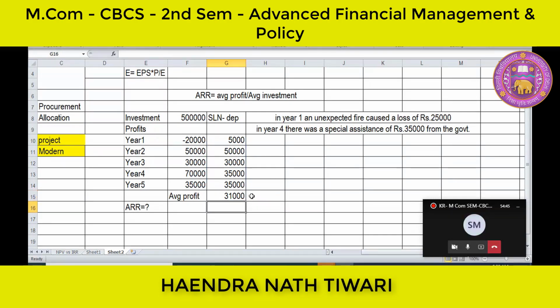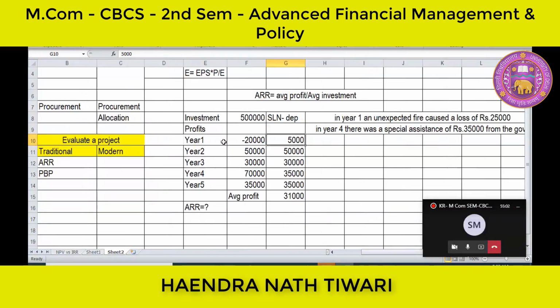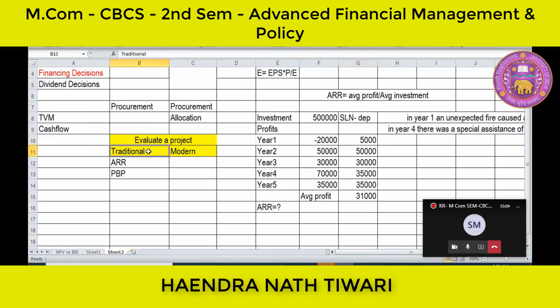Now this means that the profit happening in year 1 and the profit happening in year 5, in money terms, are the same for me. Of course the quantum is different, but there is no time value of money here. So these traditional techniques are also known as non-discounting techniques.